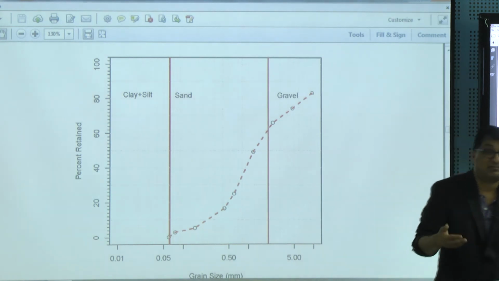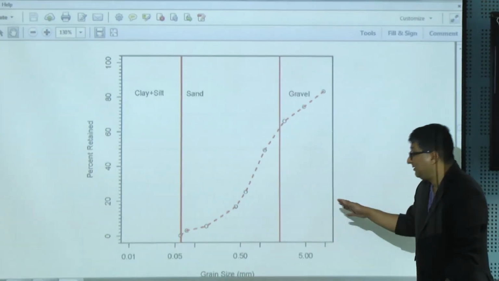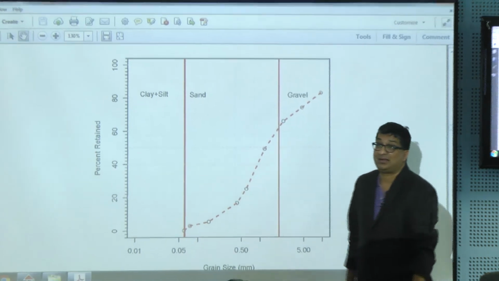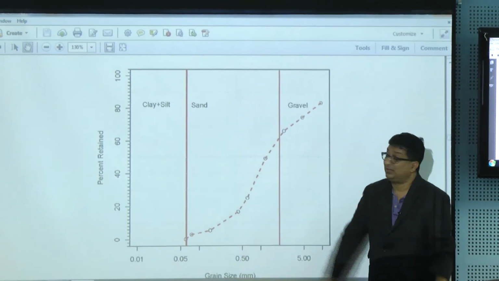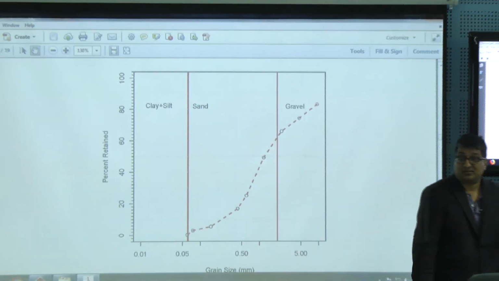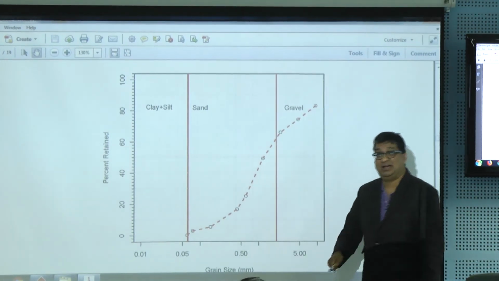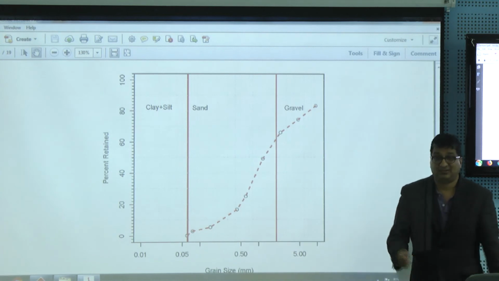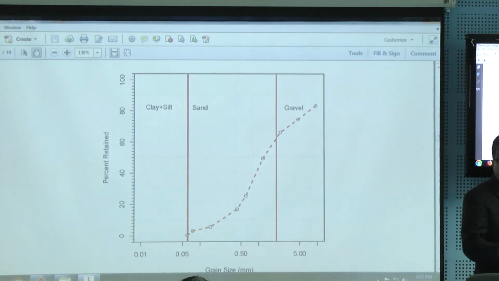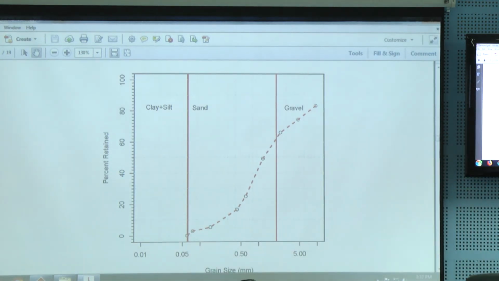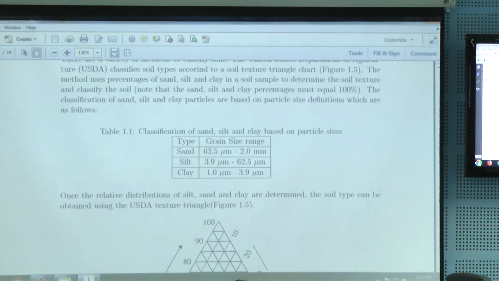So extreme gravels are problematic. Extreme clays and silts are problematic. So we typically try to put our wells in sandy formations. We try to be more on this side than on this side. So we would like to have some gravels to give us that transmissivity, but a strictly gravel well will not last very long. Okay. Soil classification.